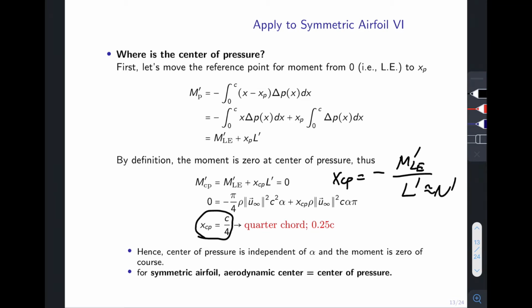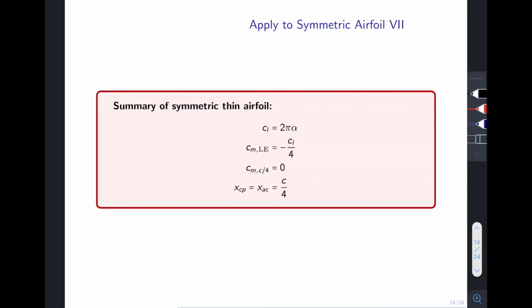And the moment at the center of pressure, of course, is zero by definition. That means the aerodynamic center should be the same as the center of pressure for the symmetric airfoil. Why? Because the definition of the aerodynamic center is that if you compute the moment with respect to the aerodynamic center, the moment should not change with angle of attack. There should be a constant moment, which is exactly the case here, because the moment at the center of pressure is always zero, and the center of pressure didn't change with the angle of attack for the symmetric airfoil, at least from thin airfoil theory. Therefore, we have this nice conclusion that the aerodynamic center is the same as the center of pressure for a symmetric airfoil.